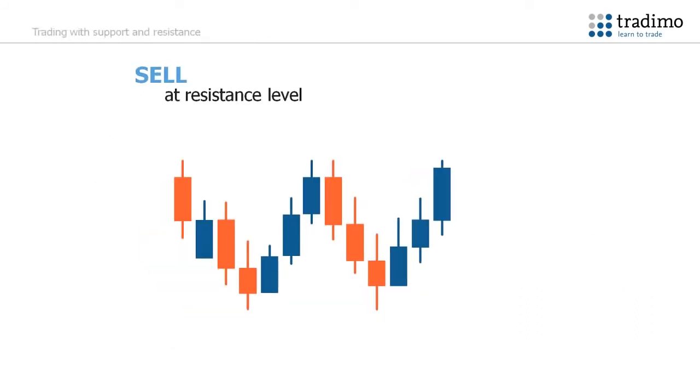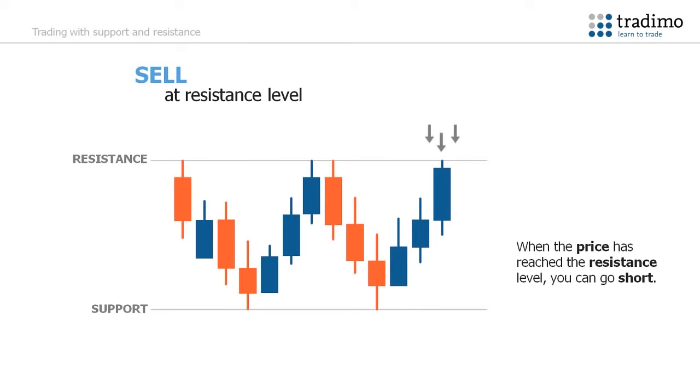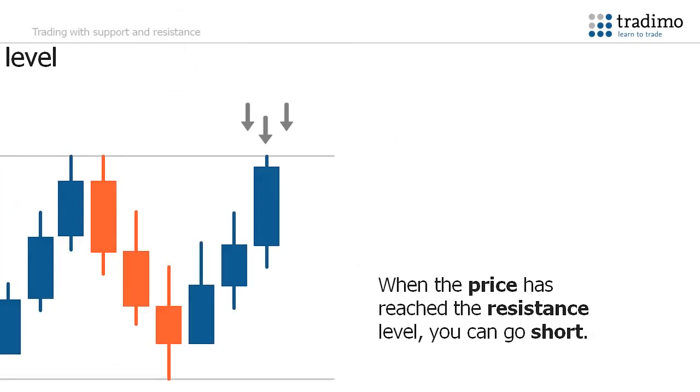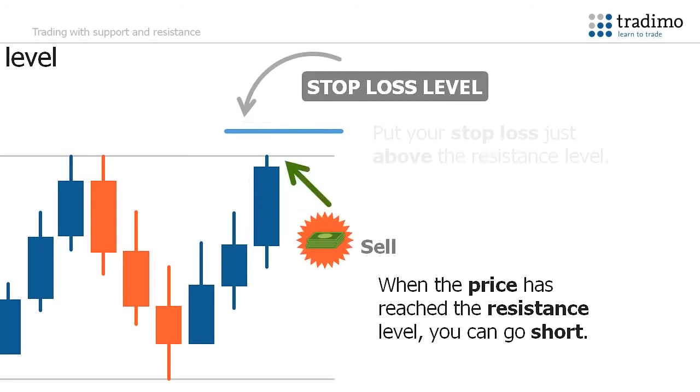In order to trade support and resistance, you first identify the levels. Because you are expecting such a reversal, you can go short at this resistance level. Put your stop loss above the resistance level.